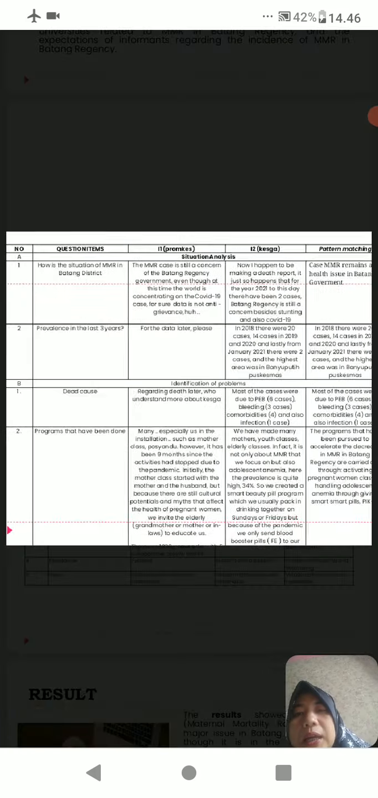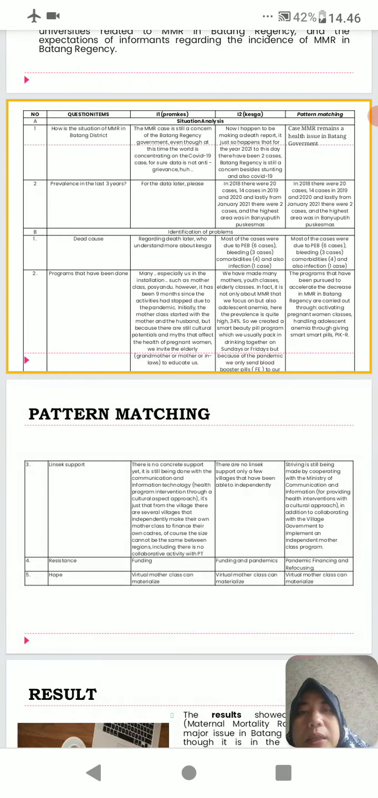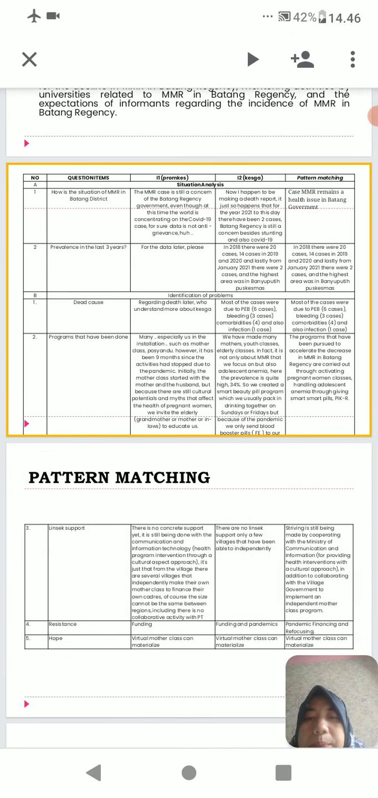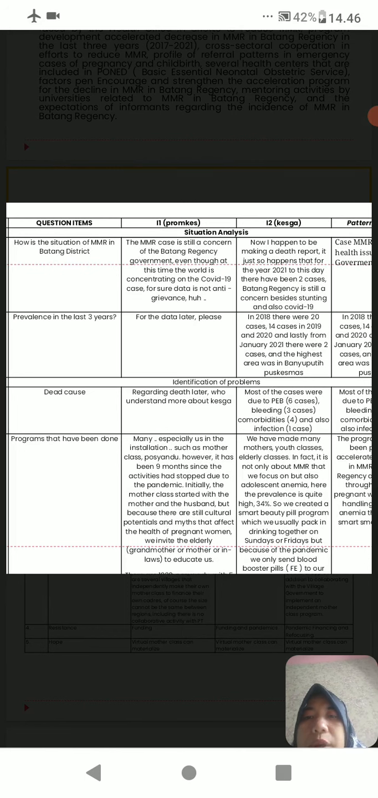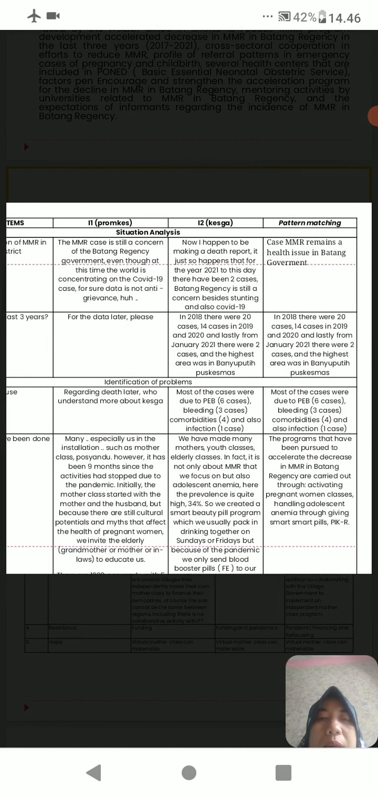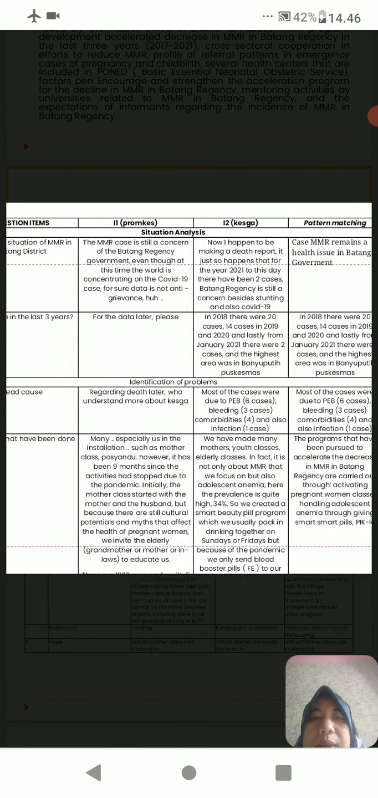Okay, in this slide, it shows the pattern matching of our research that contains 5 conclusions. Question item number 1: How is the situation of MMR in Batang district? The result of pattern matching is that MMR cases still remain a health issue in Batang government.